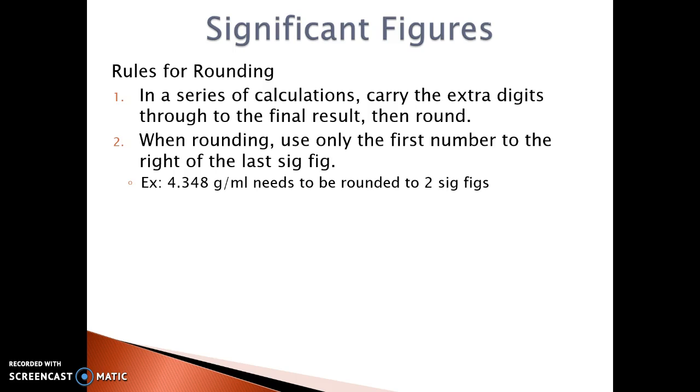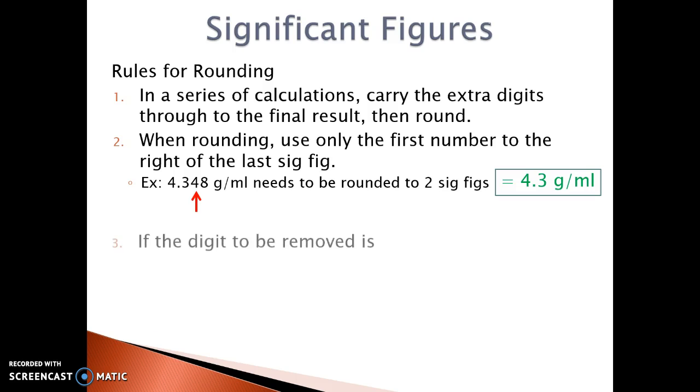For example, if the density 4.348 grams per milliliter needs to be rounded to 2 sig figs, you look at the 4, which is right next to the number that needs to be rounded, not the 8. So the correct rounding would be 4.3. If you had looked at the 8, you may have rounded the 5 up, which then would also round the 3 up. So you only look at the first number next to where you need to round.